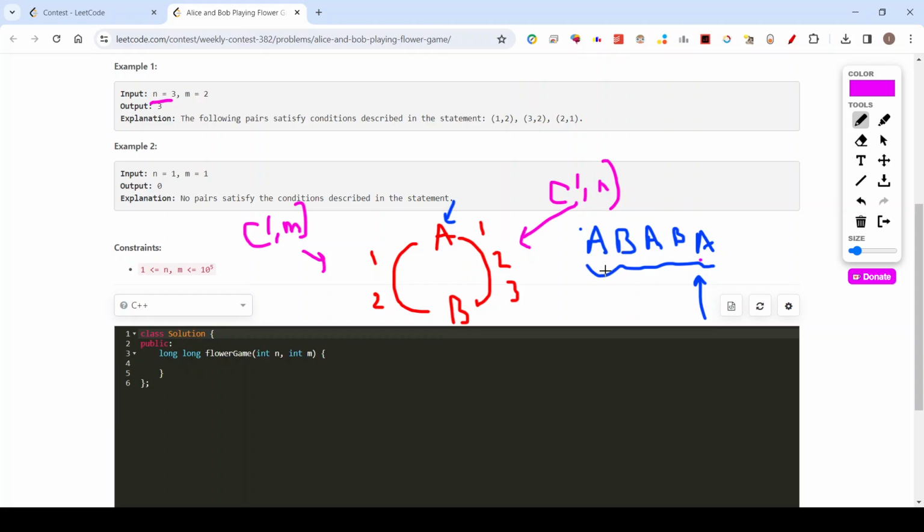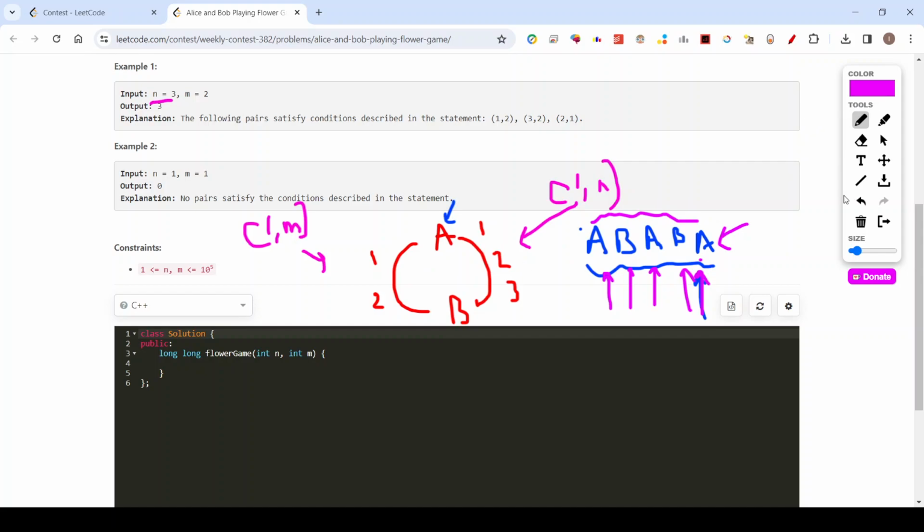So the total flowers for Alice to win should be odd, right? Why odd? Because Alice moves first, then Bob moves, then Alice moves, then Bob moves, then Alice moves. If the game has to end this way, then the number of flowers should be odd. Then only it is possible.